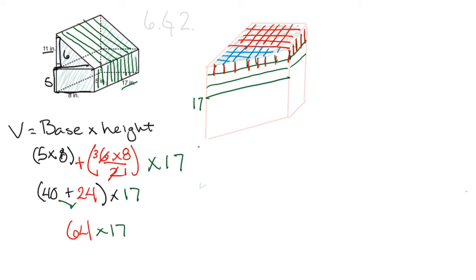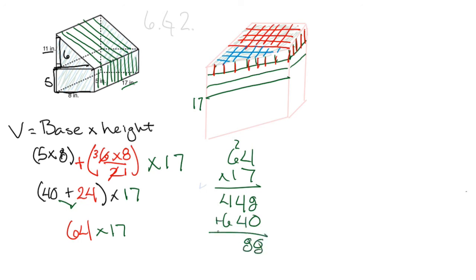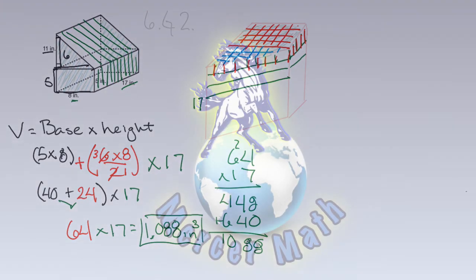So let's multiply that. I'm going to need a little scratch paper here. I don't like to revert to scratch paper very often, but 64 times 17 equals 1,088. And what are our units here? It looks like inches. And we're talking about volume, so I'm going to say inches cubed. 1,088 inches cubed would be the volume.